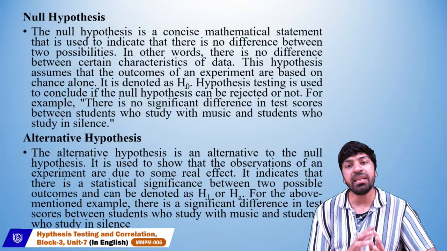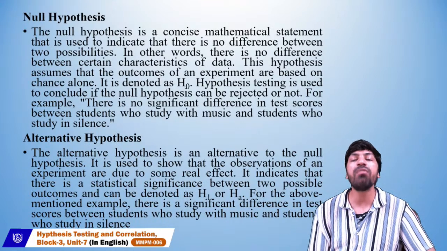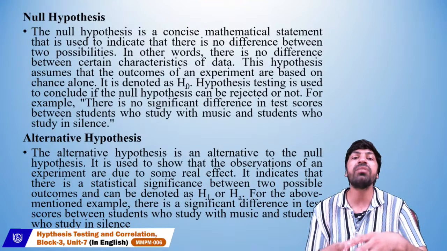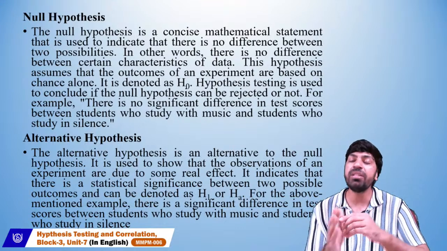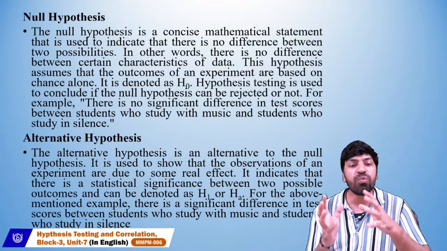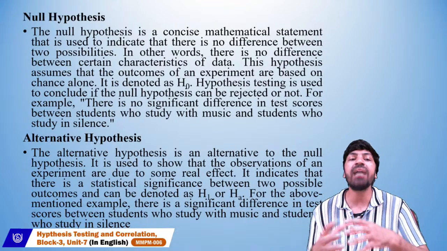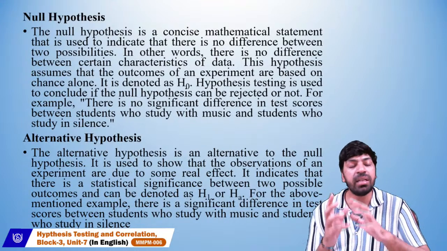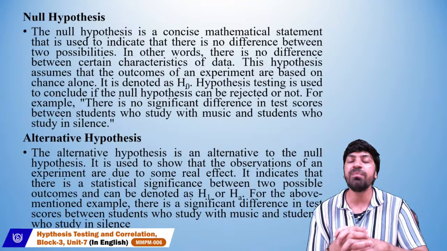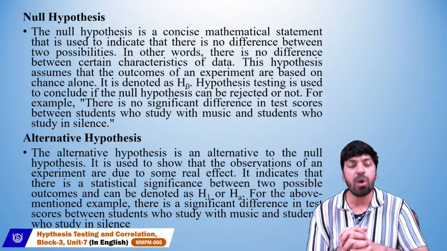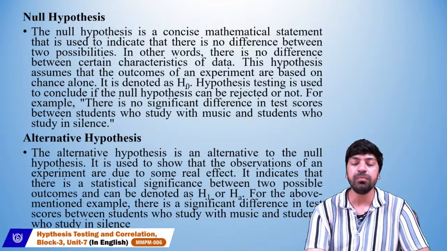So let's take the same example mentioned above. As a null hypothesis, there is no significant difference. But when we talk about the alternate, there is a significant difference in the test scores between the students who study with music and the students who study in silence, and that becomes the alternate hypothesis. This statement will reveal the alternate hypothesis or research hypothesis.